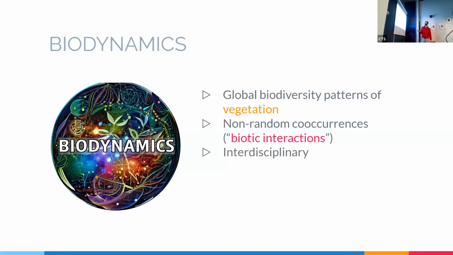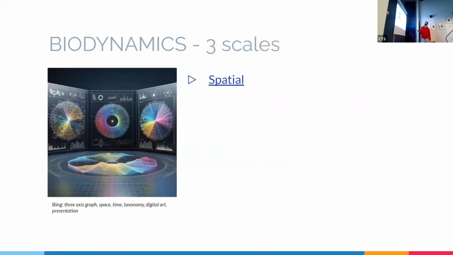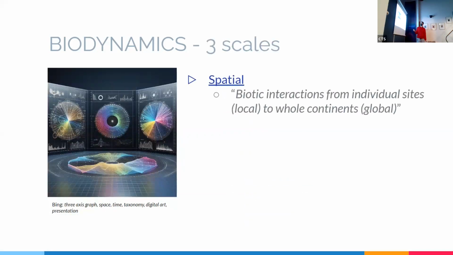So the project is very interdisciplinary because I will be using neo-ecological data, paleoecological data, some community ecology matrices, functional ecology using the traits, eco-informatics, etc. So what is cool about the project, I will look at 3 different scales. So I will look at spatial scale, meaning from a very local effect to the whole continents, how this changes if you look at different scales, because we know this is important in ecology.